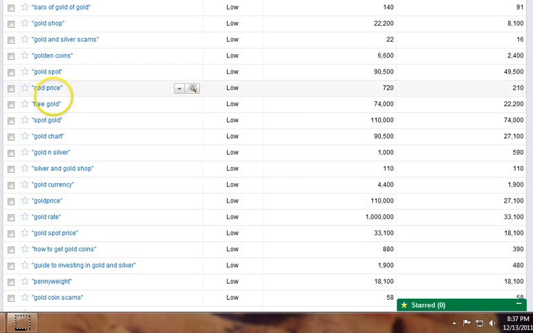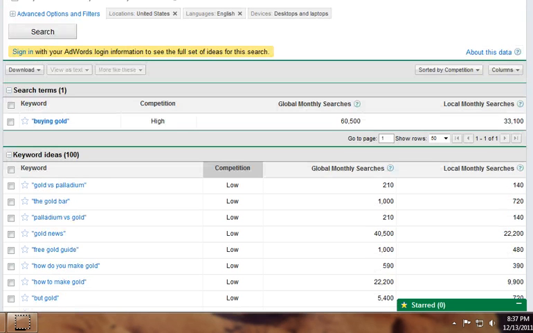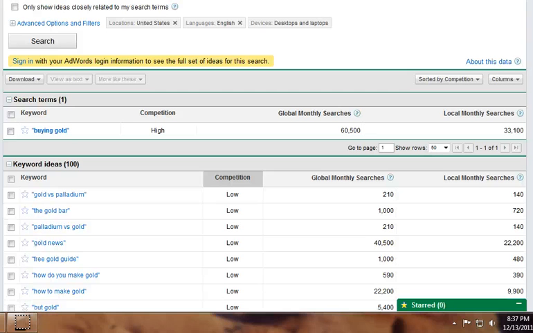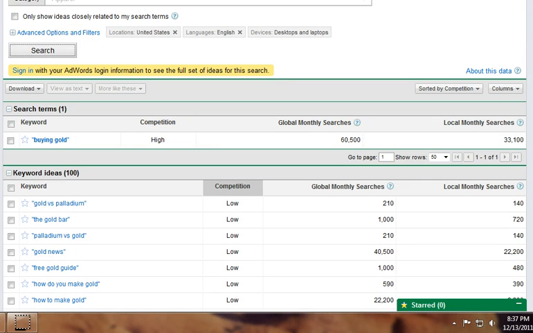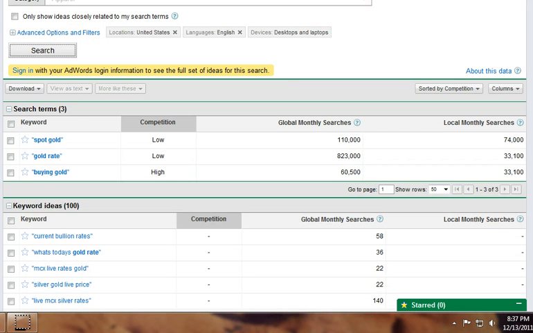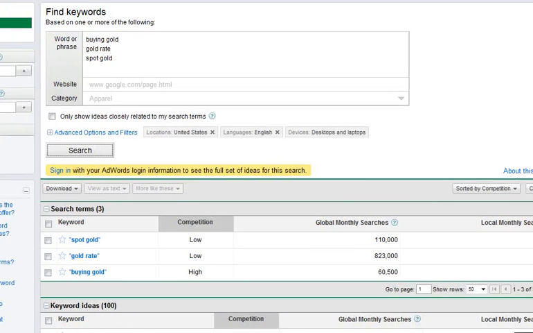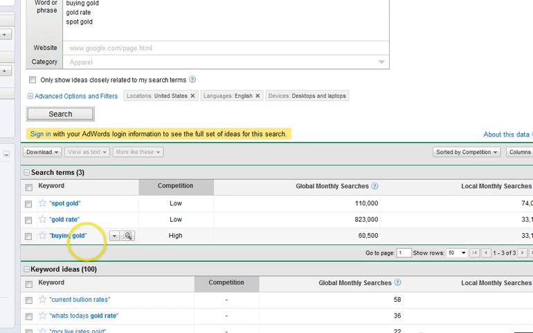I'm going to take these two phrases, spot gold and gold rate, and put them up here just so that you can see all these together. We're going to take a look at that again. You didn't see what I was just typing, but I typed gold rate, spot gold, and what we started with was just buying gold. So here we have two key phrases that we really hadn't thought of to start with that have a much higher return as far as the number of global searches, yet much less competition.